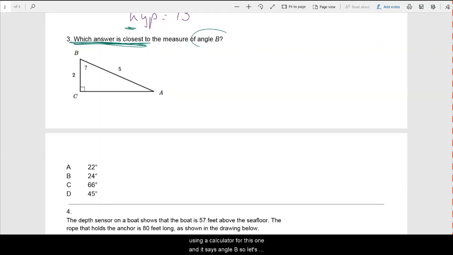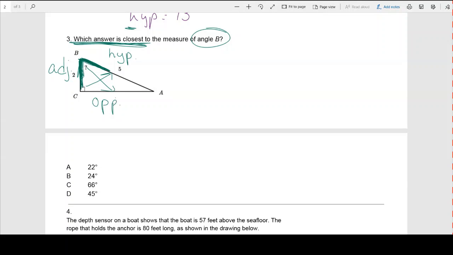And it says angle B. So let's focus on angle B. Highlight angle B. Now we need to determine our hypotenuse. So here is our right angle, angle C. Across from angle C is line segment BA. That is our hypotenuse. And the other side touching angle B by default will be our adjacent. And the last remaining side, which is opposite angle B, is of course our opposite.